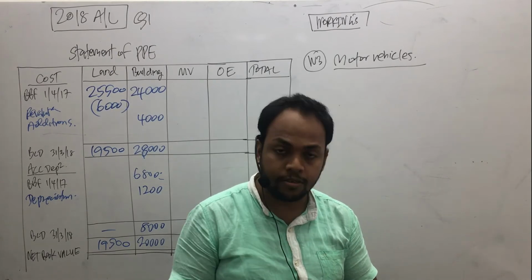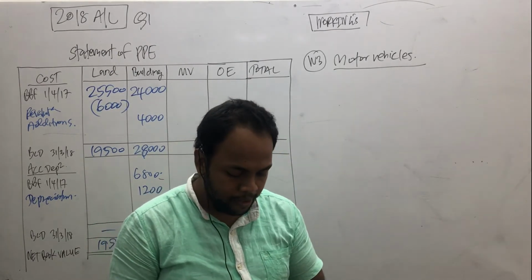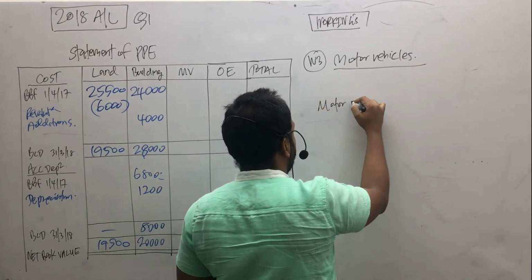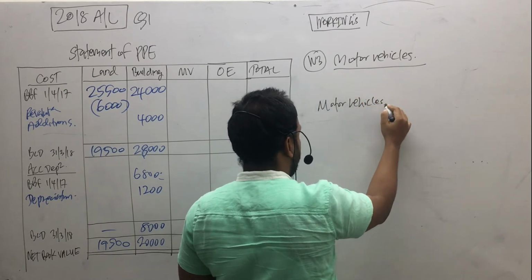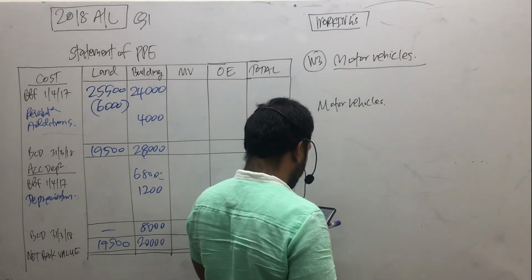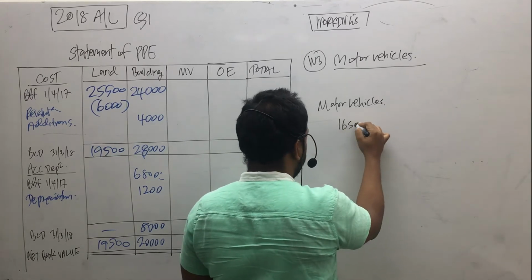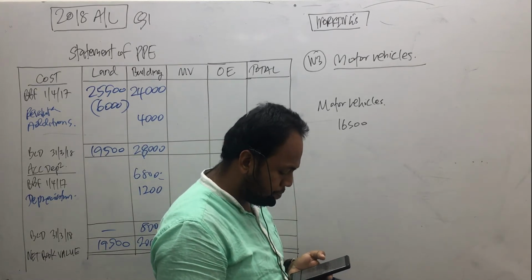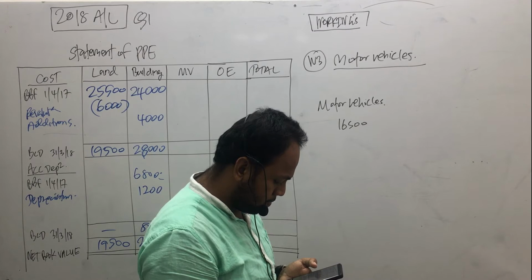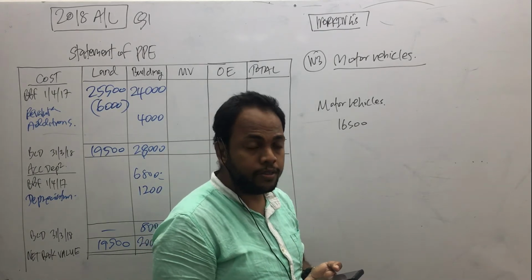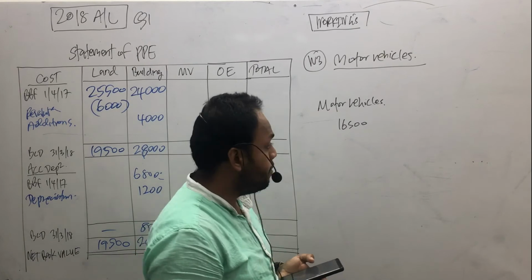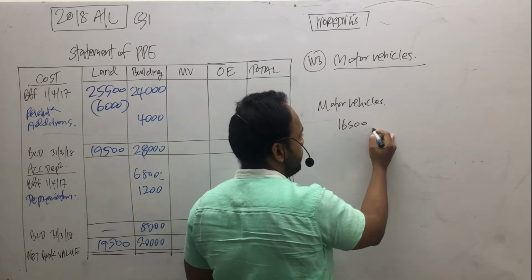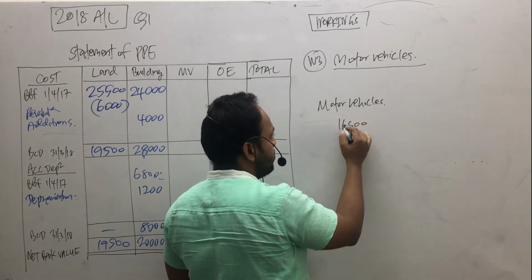Right. So first you need to identify the motor vehicles. So the total cost of the motor vehicle is 16,500. And also this has been properly accounted. That means this doesn't include the disposed motor vehicle. So this is the remaining vehicles.